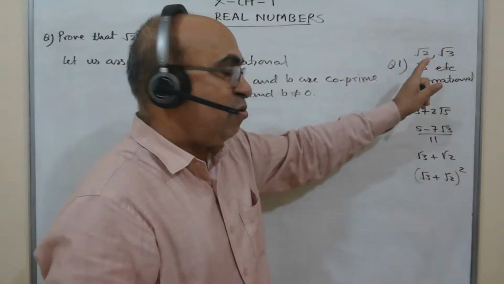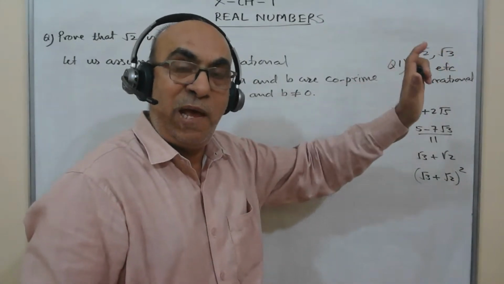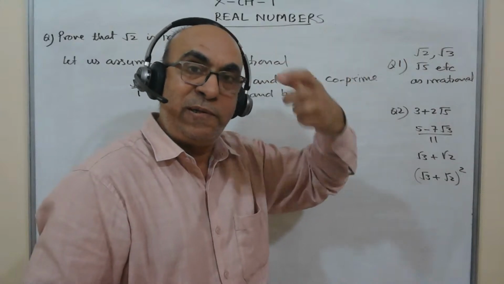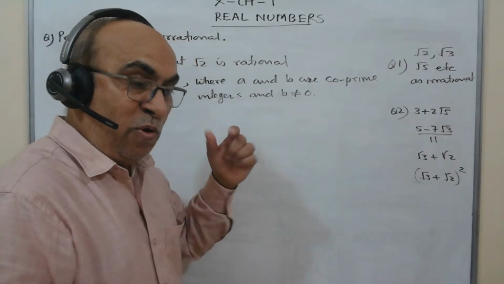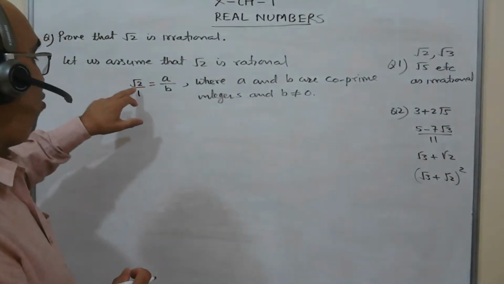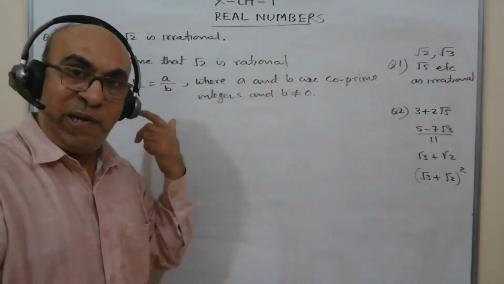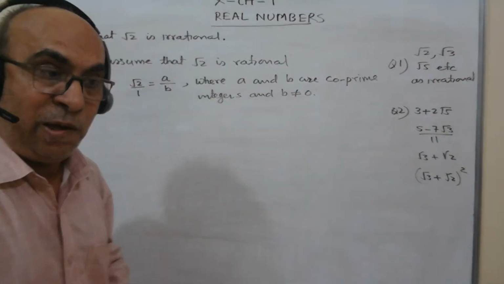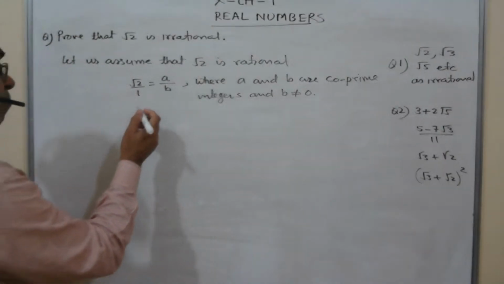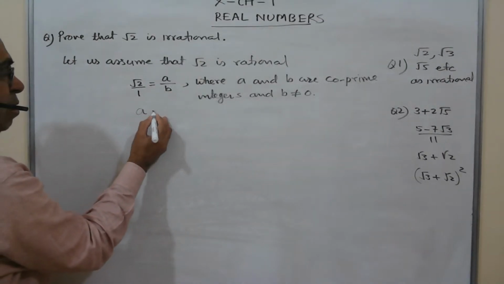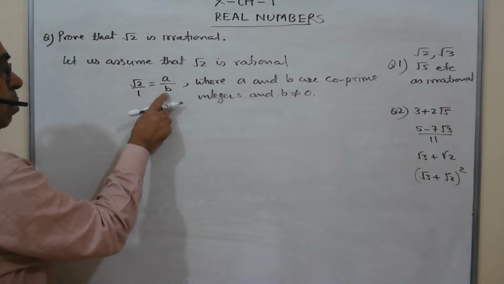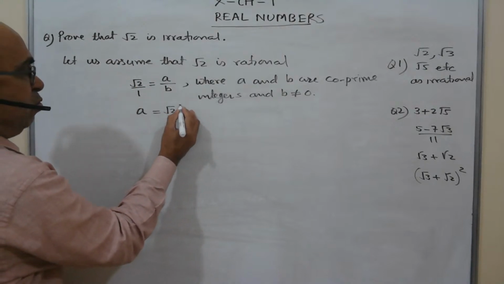Square root 2, square root 3, square root 5, square root 7, square root 11, square root 13, and so on, you can prove by this method only with minor changes. In the place of 2, 3 will come. In the place of 2, 5 will come. But all steps will remain the same. Now just do cross multiplication. a into 1 is a. It is square root 2 b.